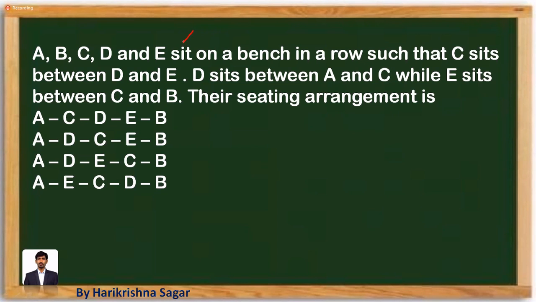A, B, C, D, E sit on a bench in a row such that C sits between D and E, and D sits between A and C, and E sits between C and B. Which of the following will be the proper sitting arrangement? Just for understanding the terms, I am giving these questions. So, what is a proper arrangement? The arrangement must be option B. You can mark it as the answer.